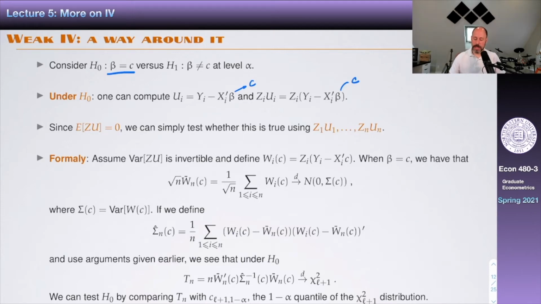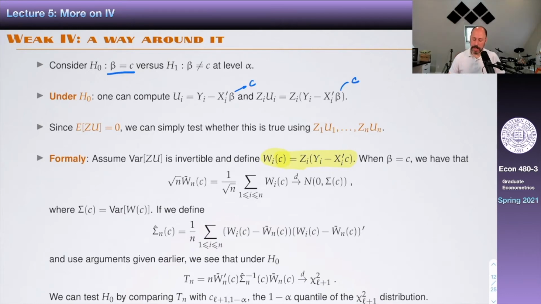How can you formalize this? Well, let Wi be defined as this. This is an object that is well defined under the null hypothesis. And under the null hypothesis, the scaled average of this W, 1 over square root of n times the sum of the Wi, converges to a normal with mean 0 and variance sigma, where sigma here is just the variance of the W.